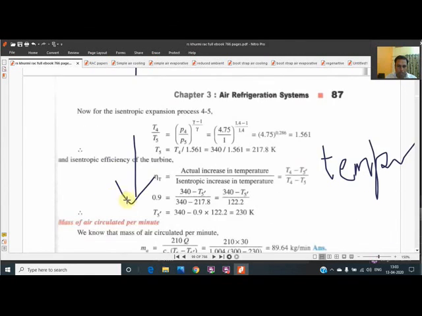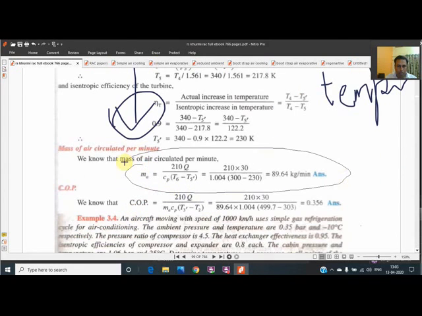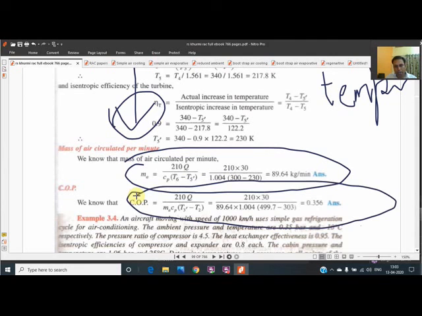You have to somehow determine the temperatures up to this portion, and later use this simple formula for determining the mass of air, and later on the COP is to be determined. And please go through some other questions. I will cover all the questions. Your queries are most welcome over here. Thank you.